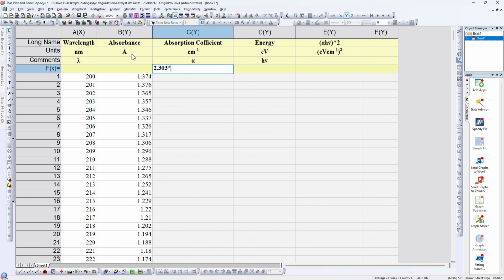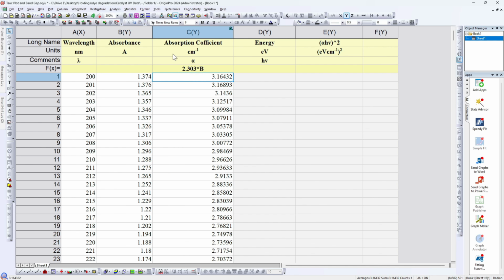To calculate alpha, we have to multiply 2.303 by absorbance, here is column B, and then we have the absorption coefficient.